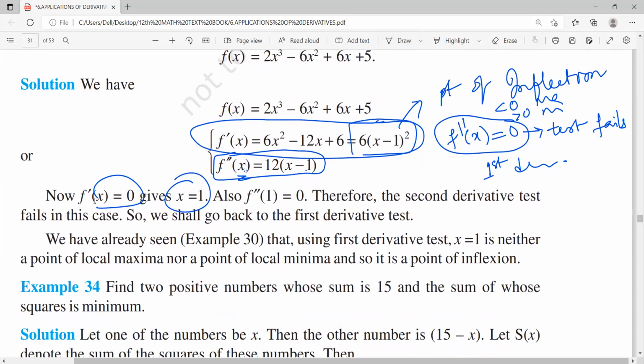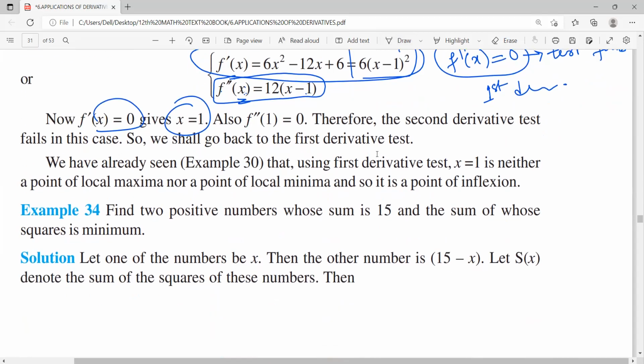So here what is given? F dash of x equals 0, x equal to 1. Also f double dash of 1 is 0. F dash of 1 is 0, f double dash is 0. The second derivative test fails in this case. So back to the first derivative test. And we have already seen in the example that x equal to 1 is neither a point of local maximum nor minimum. So it's called a point of inflection. Okay, then we'll go to the next.